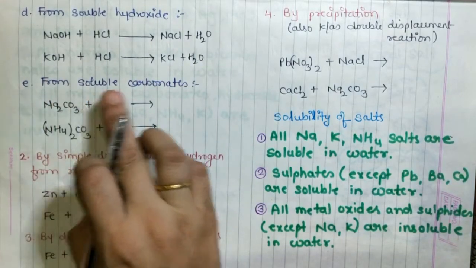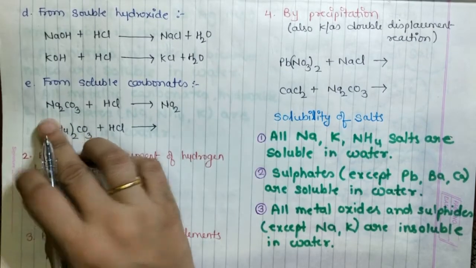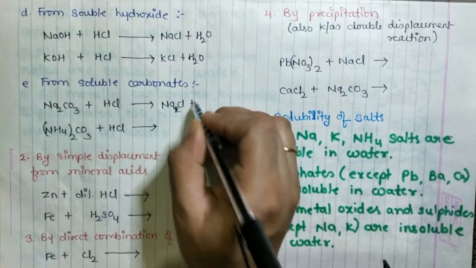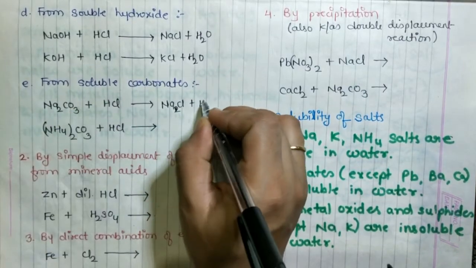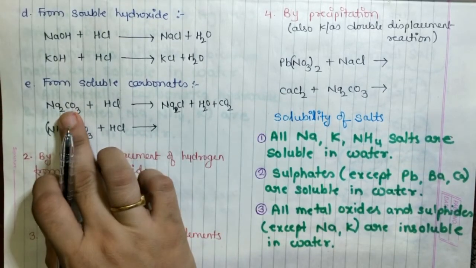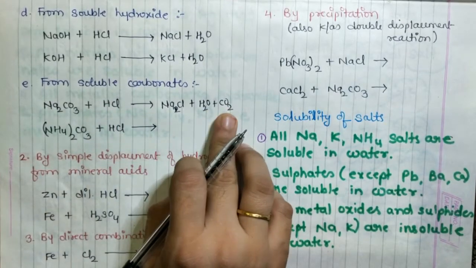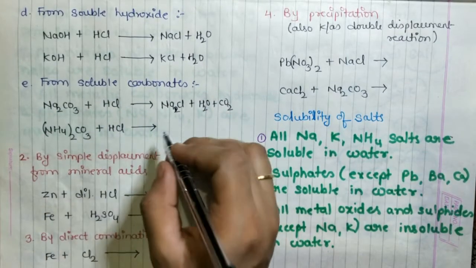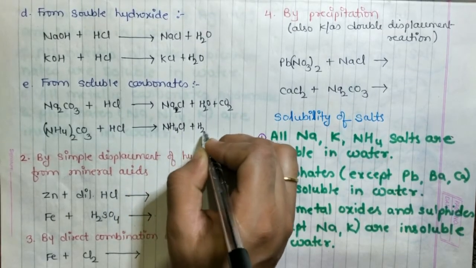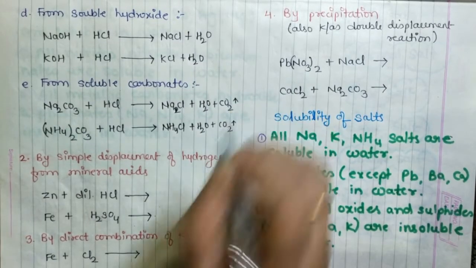If we talk about soluble carbonates, then we can take an example of sodium carbonate, and it will form NaCl, and this HCO3 will be converted into H2O plus CO2, because I've told you whenever carbonate is there, they will generally, when heated, be evolved as CO2 gas. Here also the same thing is happening, that is ammonium chloride will be formed along with water and CO2. So you can put an arrow here for the gas.